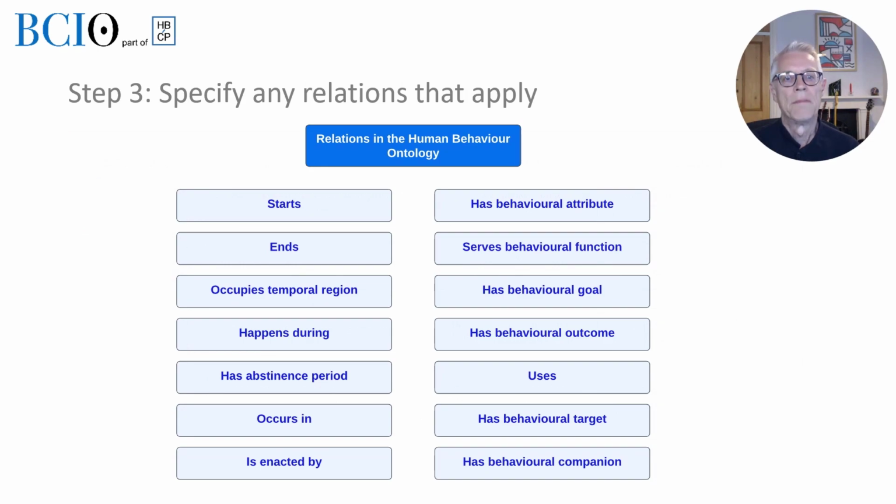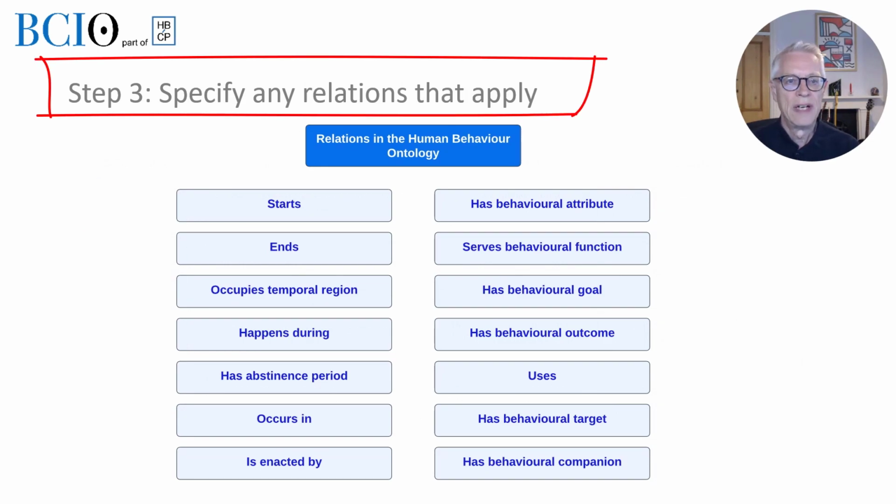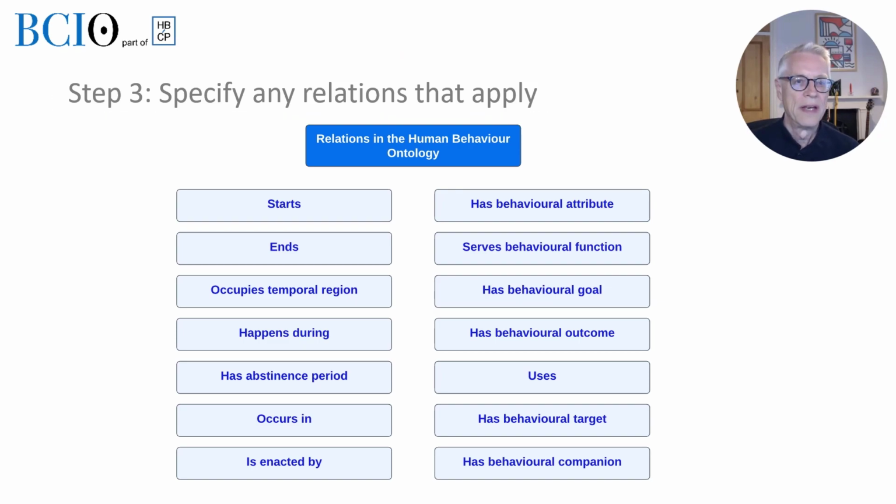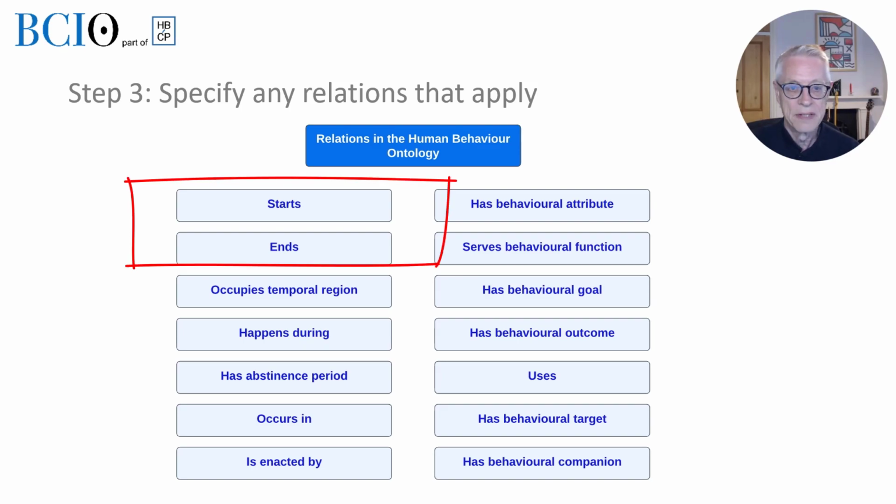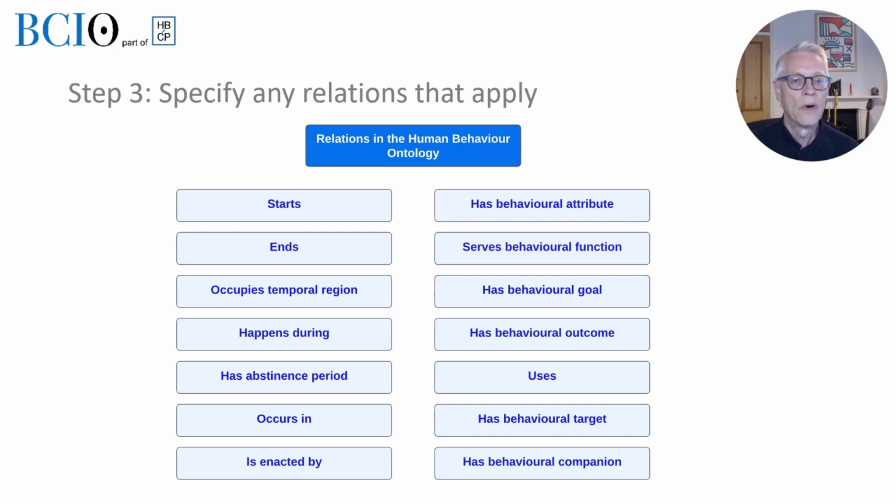The third step involves identifying relations of the behaviour you are interested in to other entities. You can find all these relations in the paper I mentioned earlier, but obvious ones relate to the start points of behaviours or behaviour patterns and their end points. You'll see one called occupies temporal region, which is essentially the duration of a behaviour or behaviour patterns.